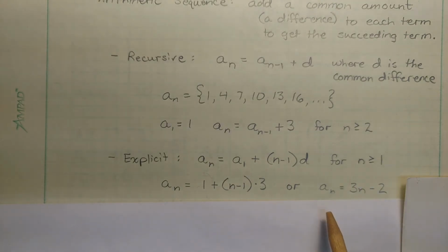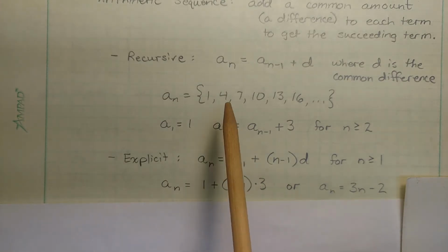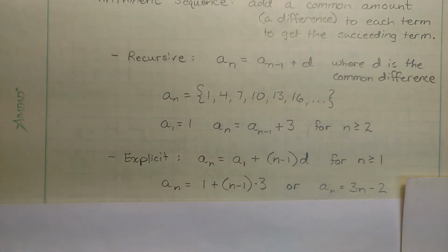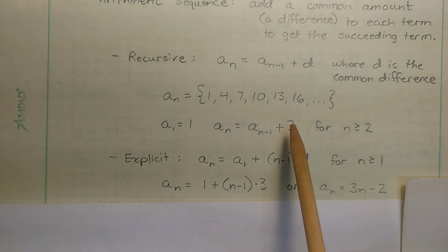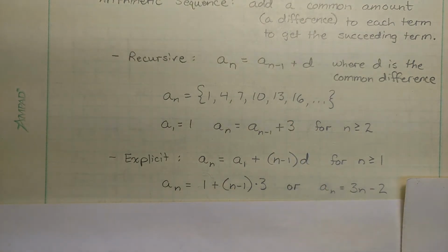Notice, for instance, if I want the 4th term, I put 4 in here, and I would have 3 times 4 for 12 minus 2 is 10. And I see my 4th term is 10. Obviously, it's easy to find that with the recursive definition, but if I want the 100th term, it's pretty easy to find here. The 100th term would be 300 minus 2, so it would be 298. Much easier than finding the 100th term if I was going recursively.